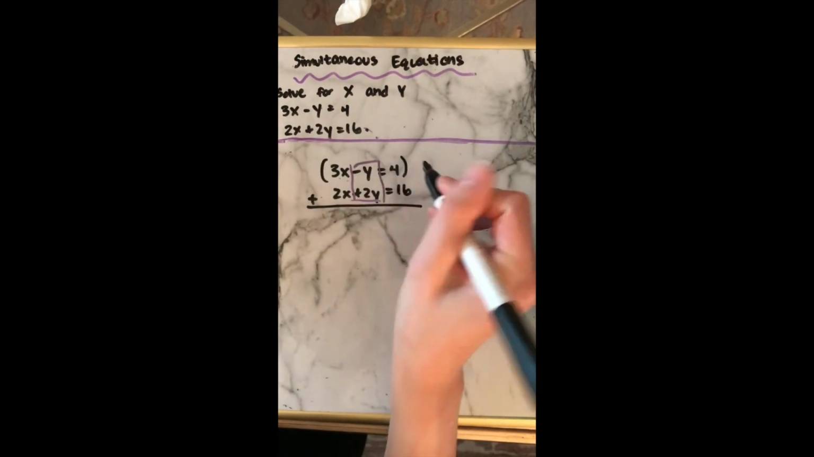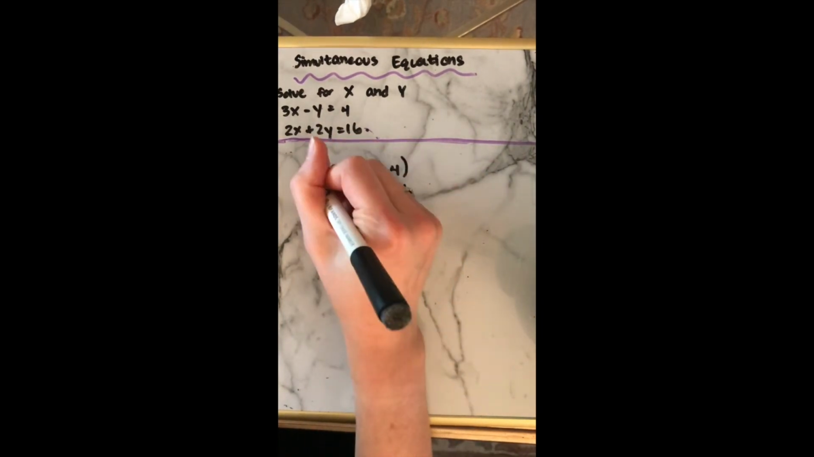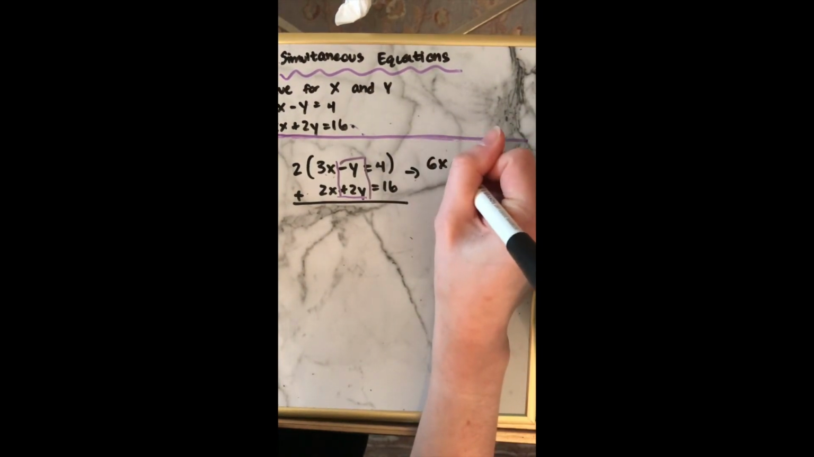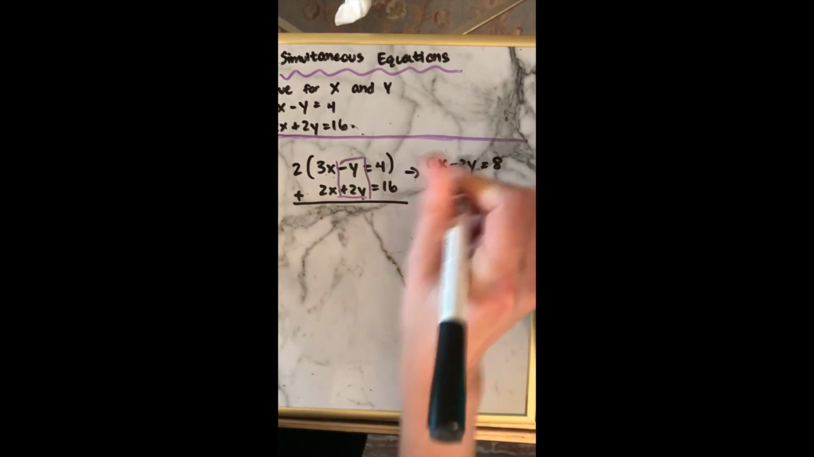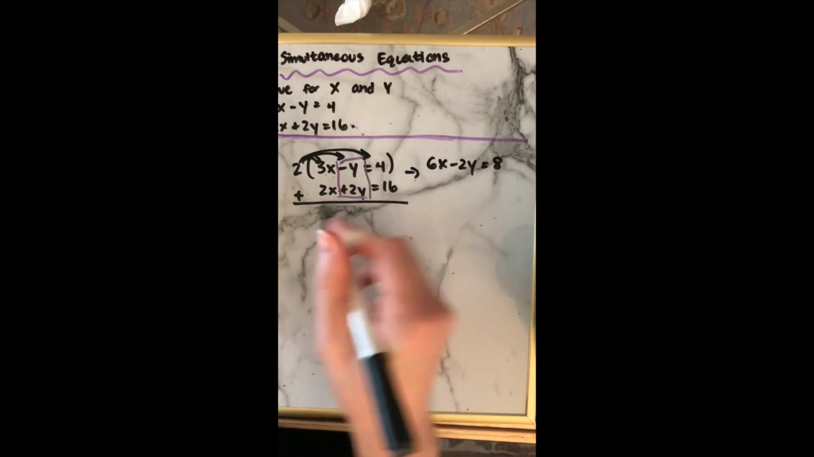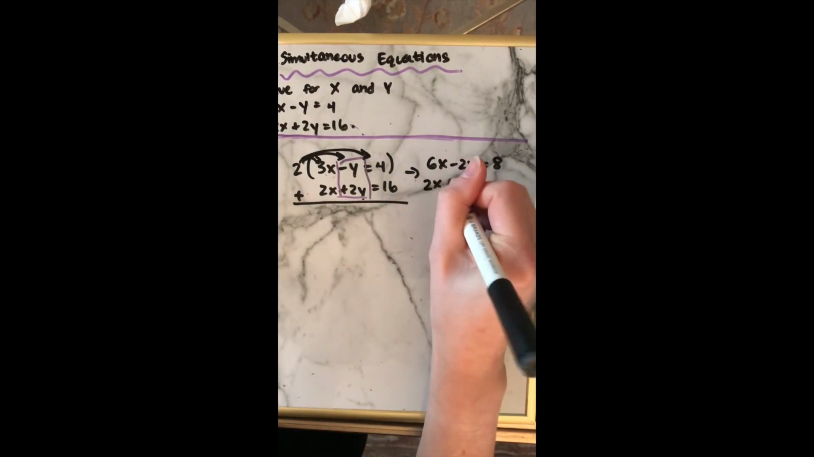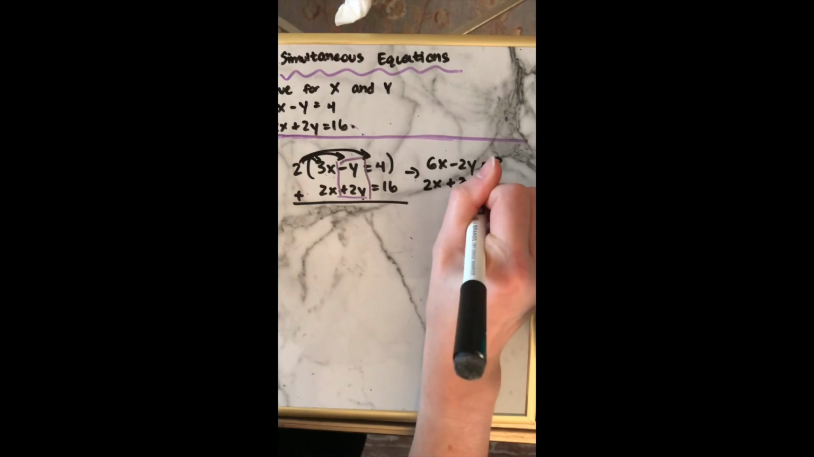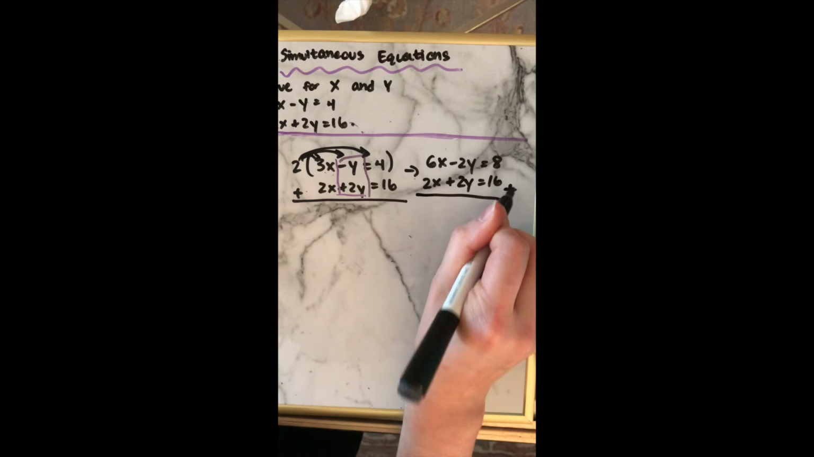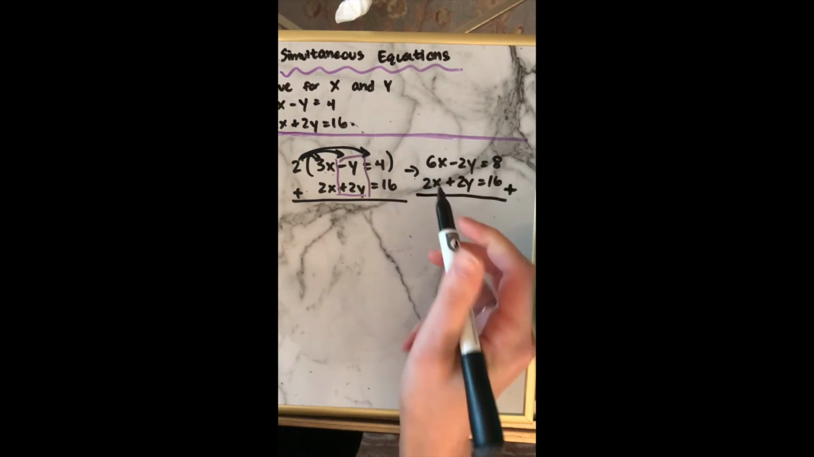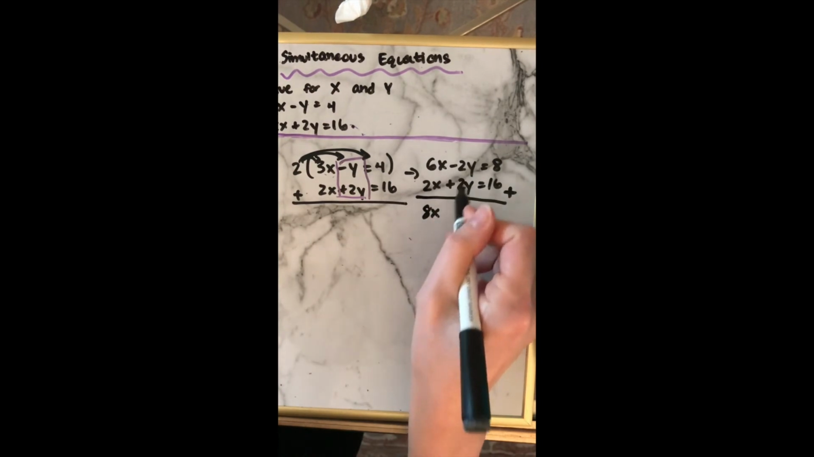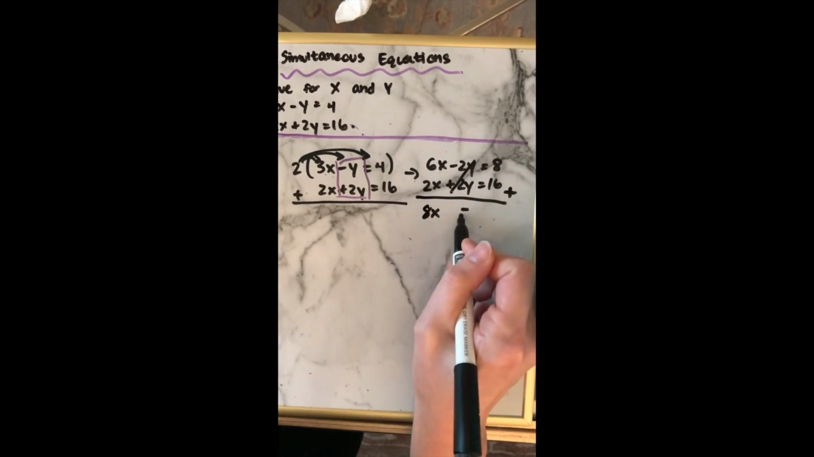So what we're going to do is multiply this whole top equation by 2. And that is going to give us 6x minus 2y equals 8. I just distributed that to multiply by each term. And down here, this is just going to stay the same. We're just keeping 2x plus 2y equals 16 exactly the same. And we're going to add them together. So we're just going to go 6x plus 2x equals 8x, minus 2y plus 2y, this is going to cancel out, which is what we wanted.